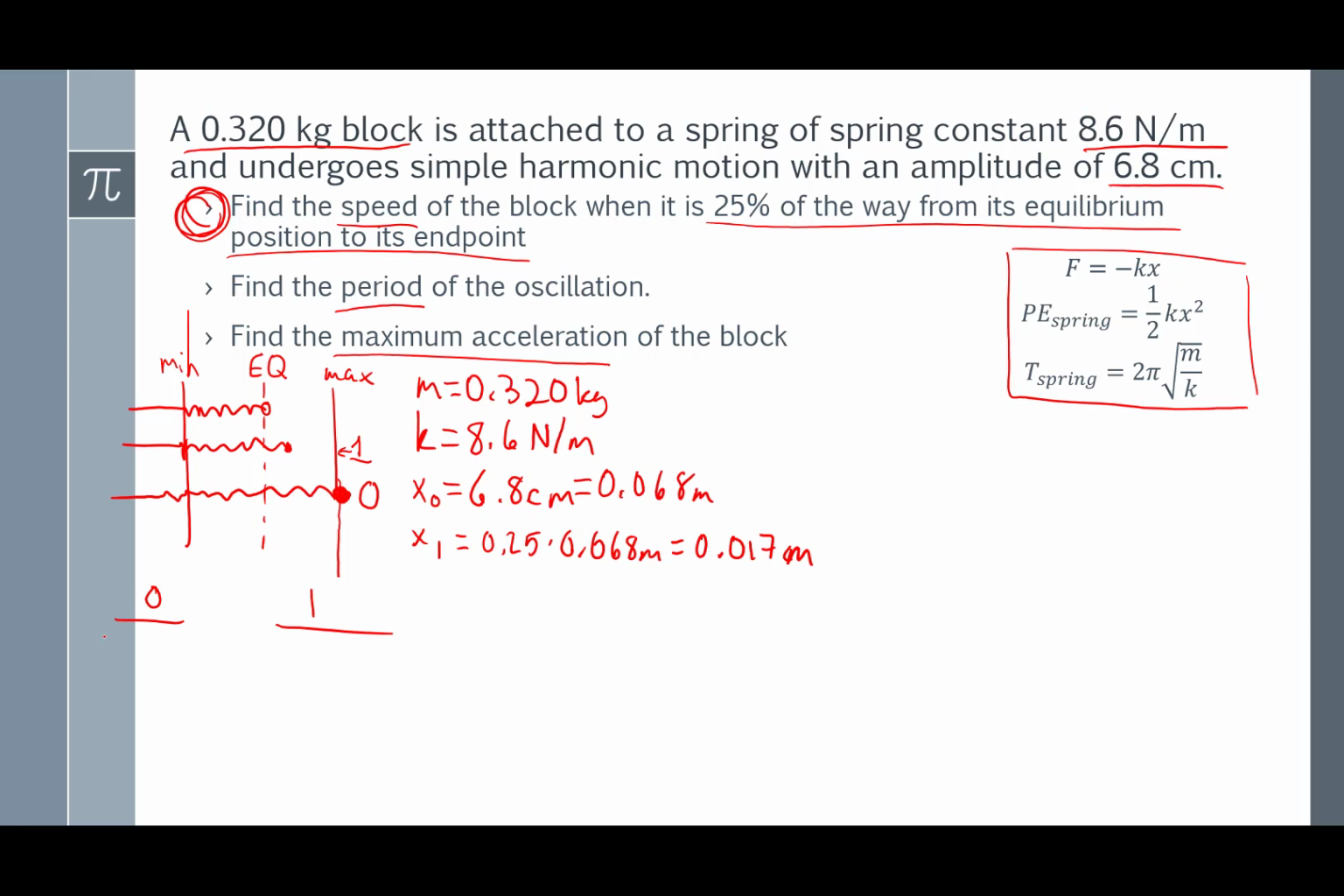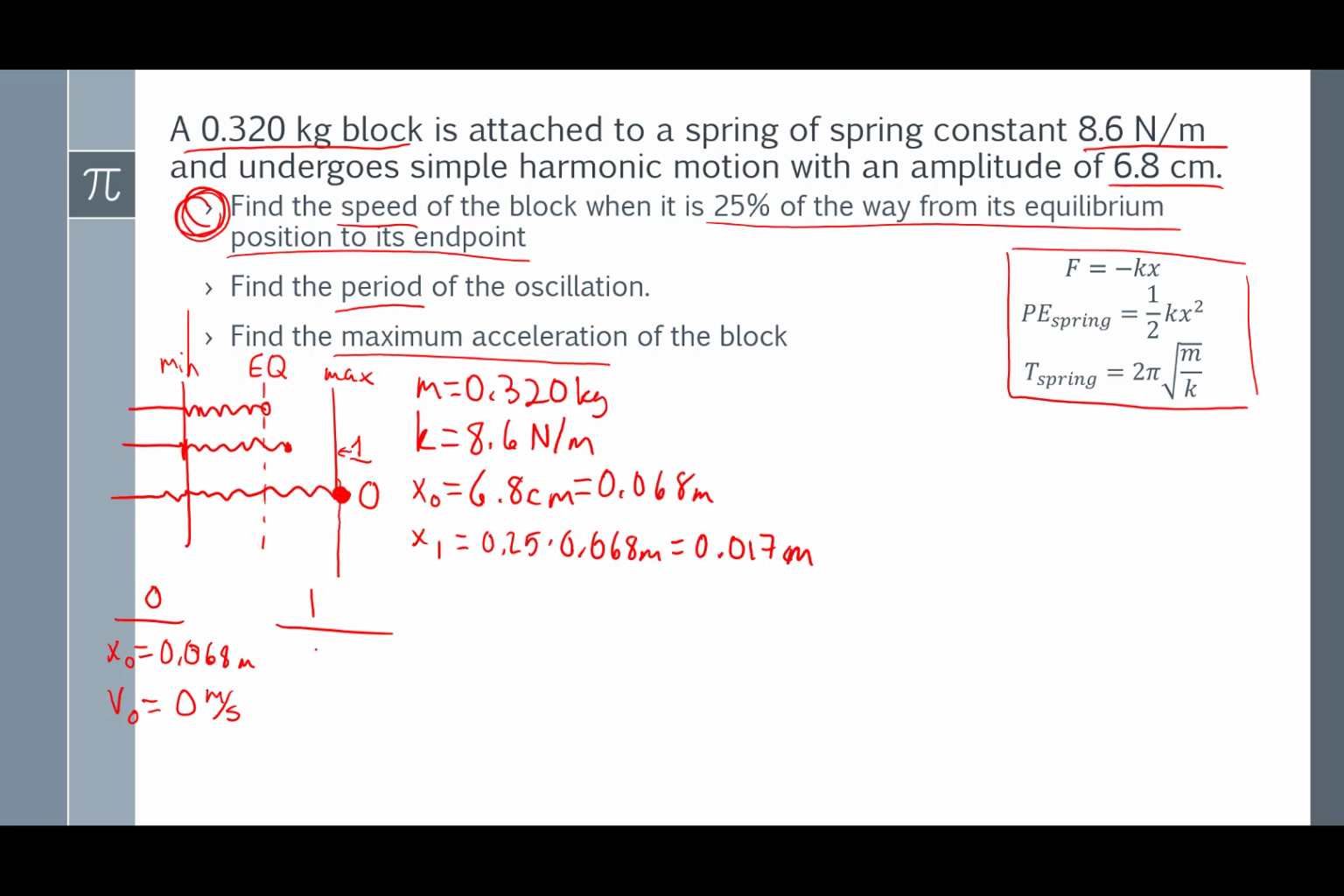At position 0, we know x0 equals 0.068 meters. But this is also at the maximum, so we also know the speed at this position. When our pendulum oscillates and reaches its maximum, it's turning around, it's changing direction, so we know its speed is 0 meters per second.